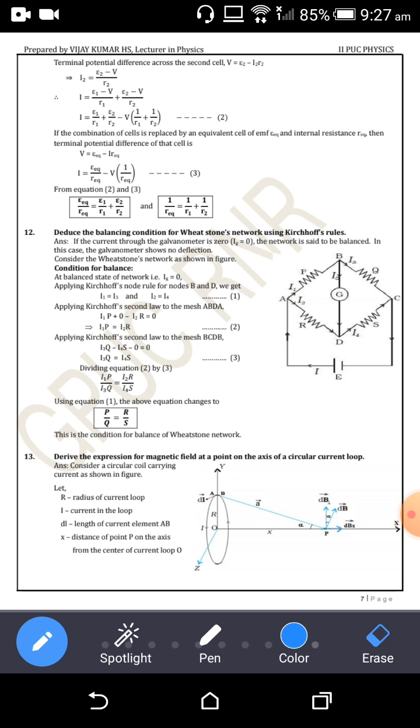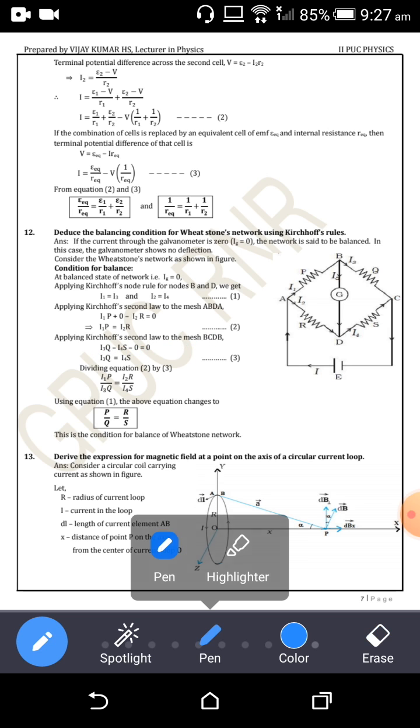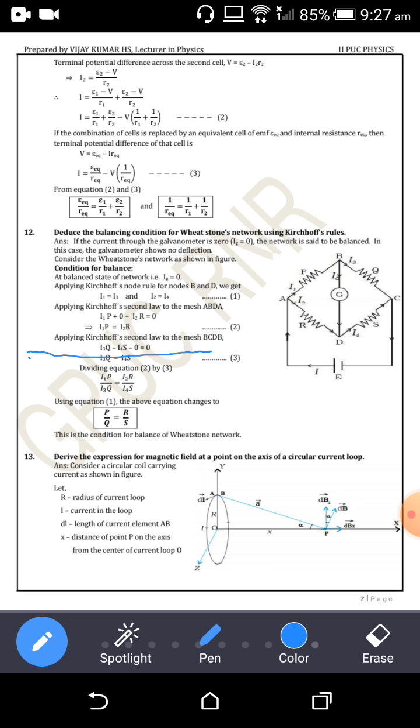So let us start with B to C. Along B to C we are moving along the direction of current, so the product of current and resistor is taken to be positive. That is nothing but I3Q. Next we are moving from C to D, that means we are moving opposite to the direction of current, hence the product of current and resistor is taken as negative, that is minus I4S.